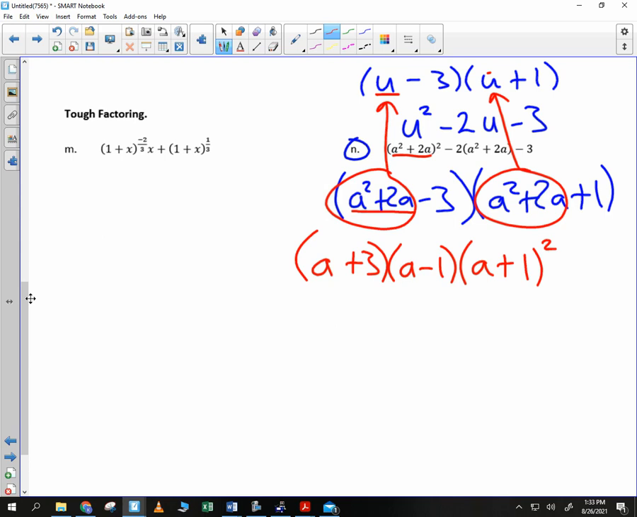Where are you getting the plus 1? Because the u squared minus 2u minus 3, which you factor first, had nothing to do with the actual problem. Yes, it does. This thing squared minus 2 times this thing minus 3. u squared minus 2u minus 3 is the same thing as that. It's the same thing, just instead of a u, it's an a squared plus 2a.